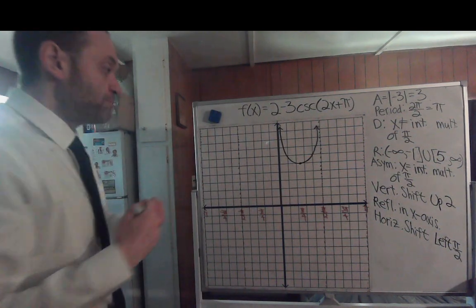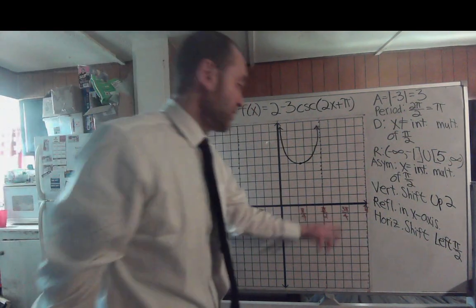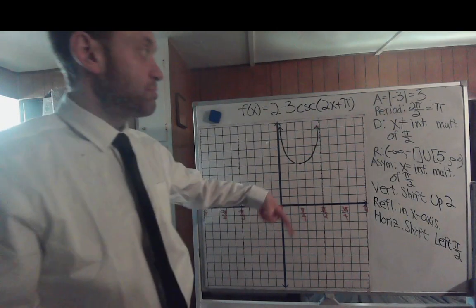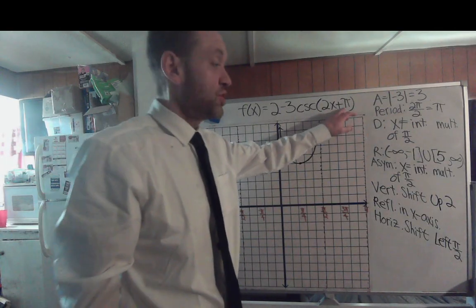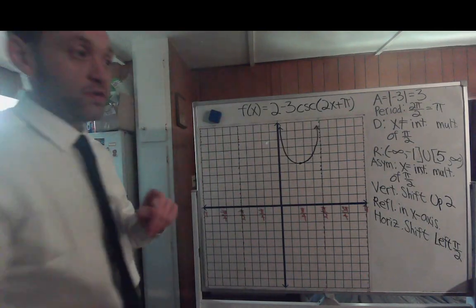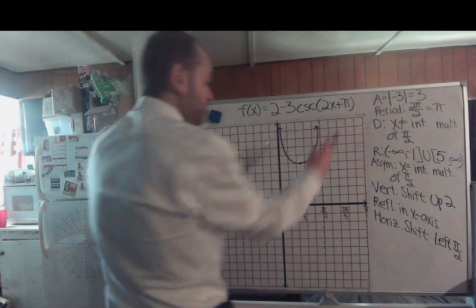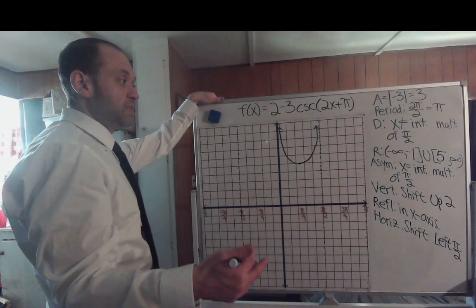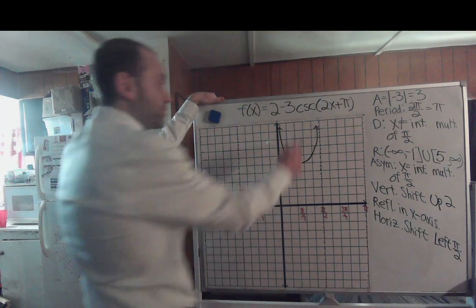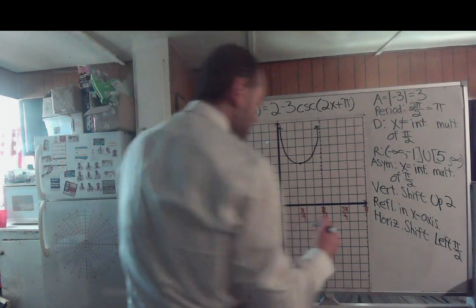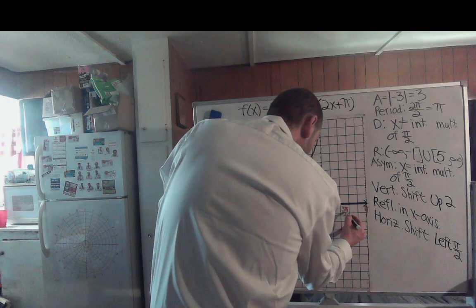Okay, now, what about 3 pi over 4? So 2 times 3 pi over 4 is going to end up being 3 pi over 2 plus pi. That's 5 pi over 2, which we know to be pi over 2. The cosecant of pi over 2 is normally 1, but take negative 3 times that, you get negative 3. Add your 2, you end up getting negative 1.